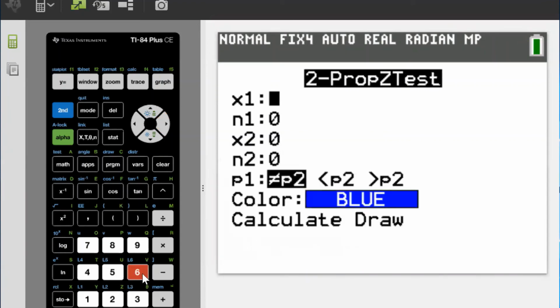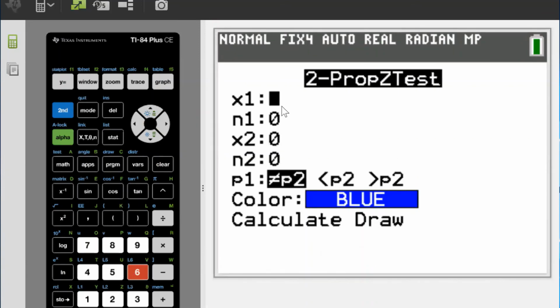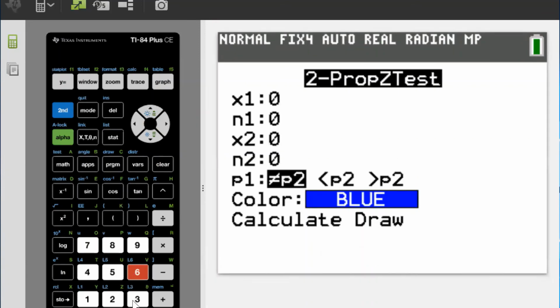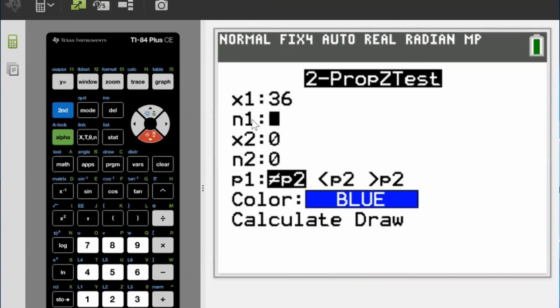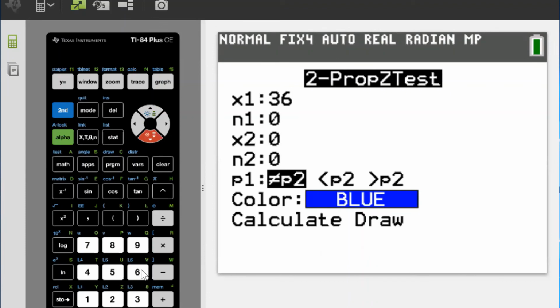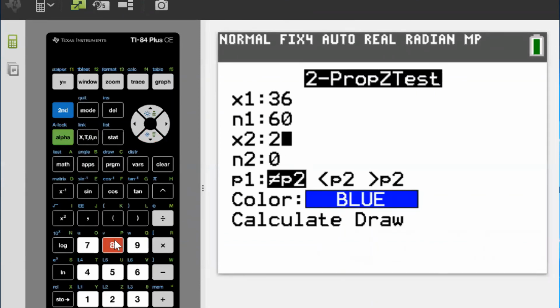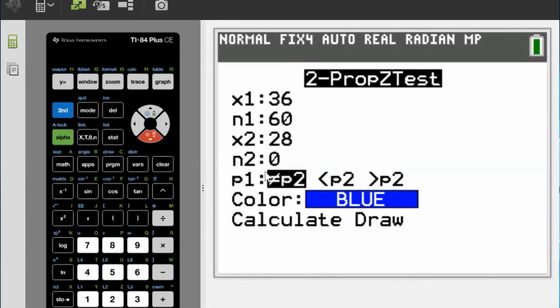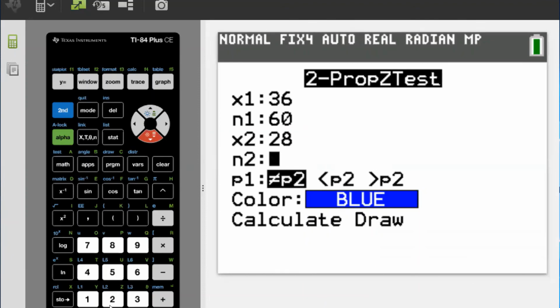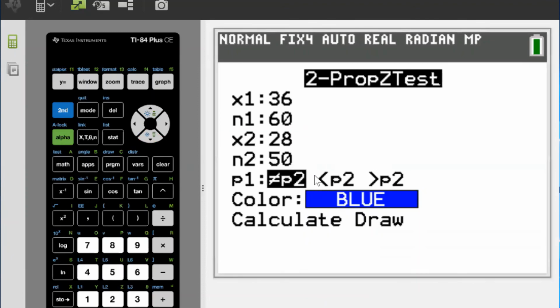Then we plug in the information. X1, if you look at your notes, is 36. N1, the first sample size, is 60. Then X2 is 28. 28 of them have a house. And we took a sample of 50 students at CCD, so that's 50.